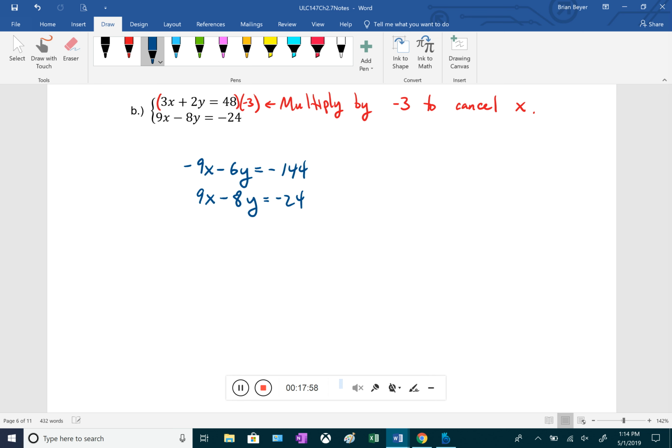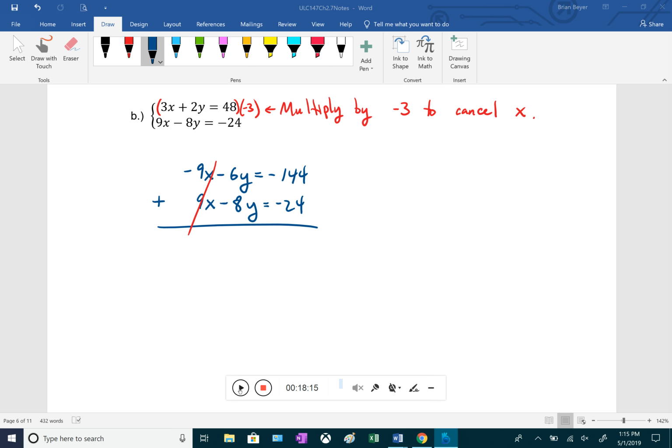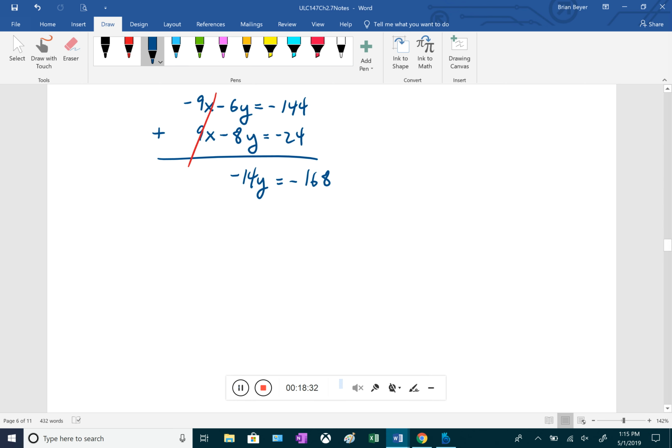So with that negative 9 on the x variable, now when we add these together, the x's are going to cancel. So we had to pick whatever we had to in order for the x's to cancel. So negative 9 plus 9 is 0. They cancel off. Now we're going to have one equation with one variable. We have negative 6 plus negative 8. So we get negative 14y equals negative 144 plus negative 24 is negative 168. Divide both sides here by negative 14. We get negative 168 divided by negative 14. We get y equals 12.